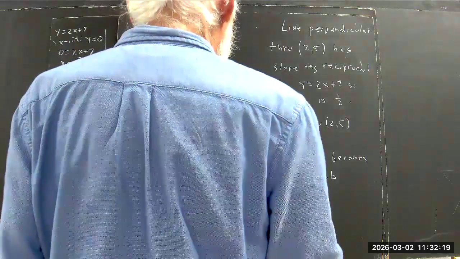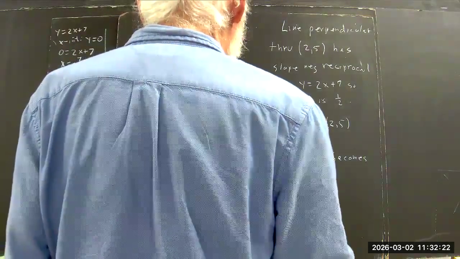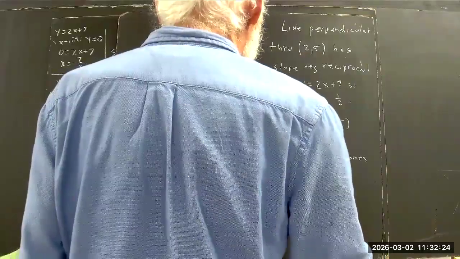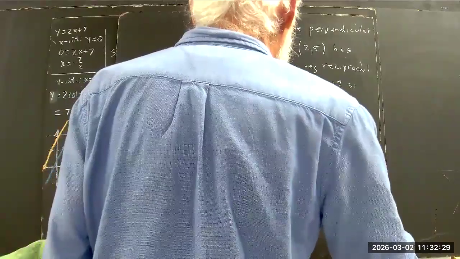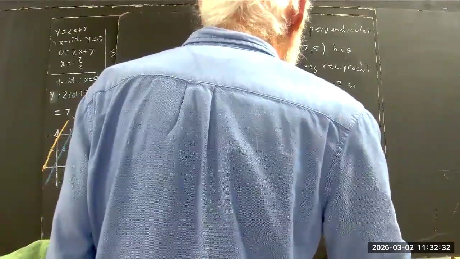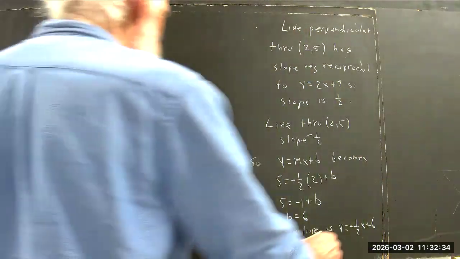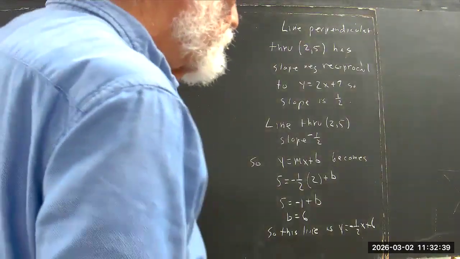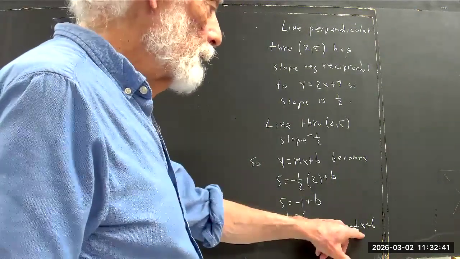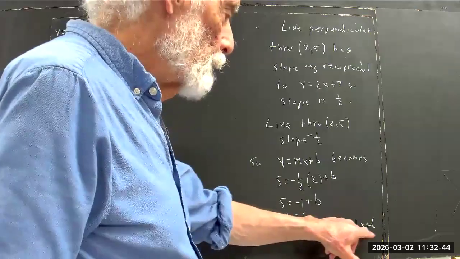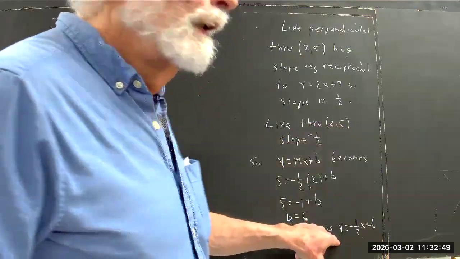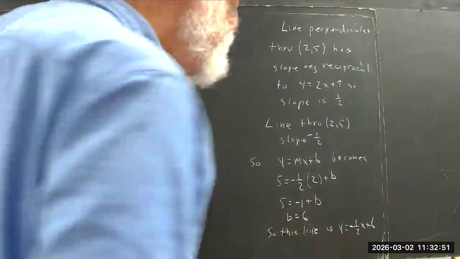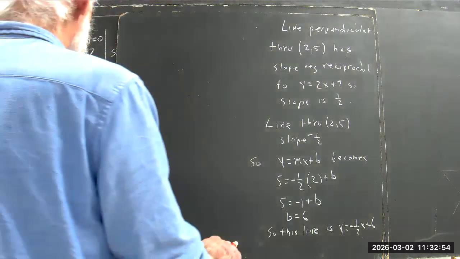So the formula is y equals negative 1/2 x plus 6. We can double check that. If x is 2, negative 1/2 of 2 is negative 1. Negative 1 and 6 makes 5. And if x is 2, y has to be 5. And that's exactly what we get. I always advocate checking.